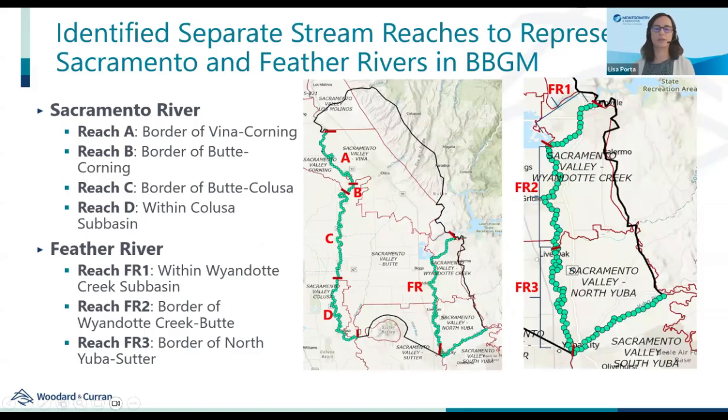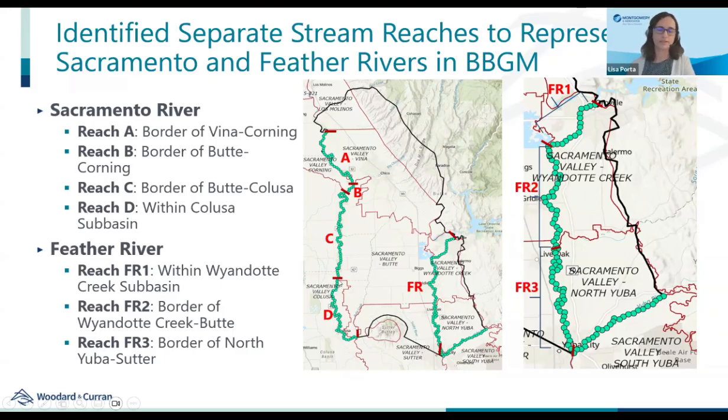So this is showing how we split up the streams. In the model, all the little dots are basically a model node. This is the node at which the flow is calculated. And then we just add all the flow at each node between the segments. So segment A is between Vina and Corning subbasins. Segment B is between Butte and Corning. C between Colusa and Butte subbasins at the Glenn County line. And then the D is between Colusa and Butte subbasin at the Colusa County line.